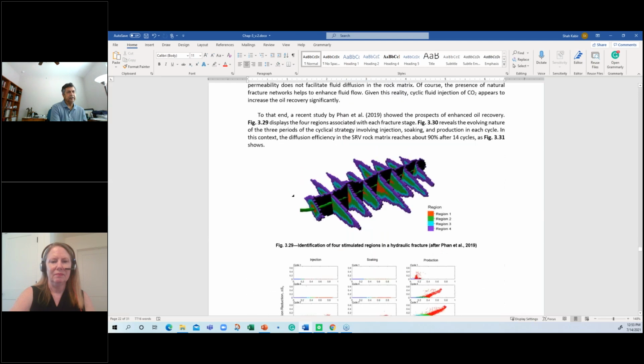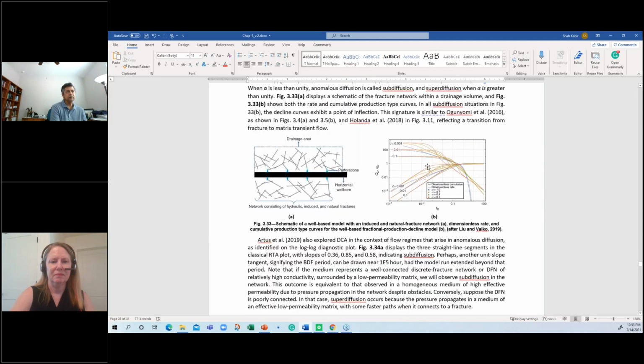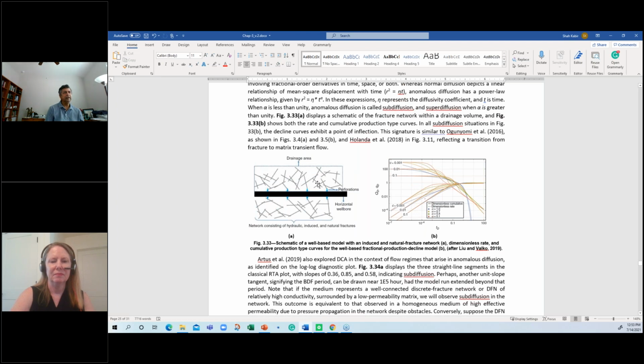The other item, very quickly speaking, is anomalous diffusion. So what we have here is my well, and we created these transverse fractures, and then, as we all know, we have the presence of a discrete fracture network in the system, the DFN. So what happens is that the extent to which they are communicating with the induced fractures matters.